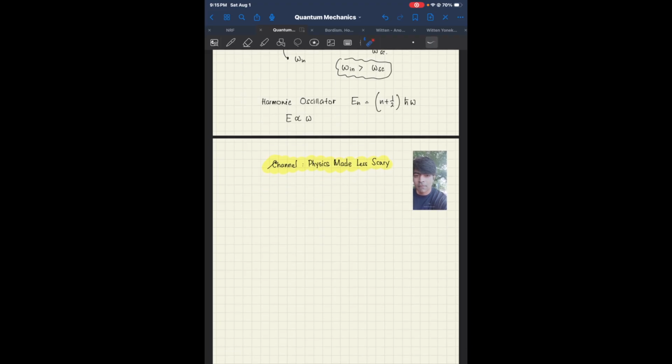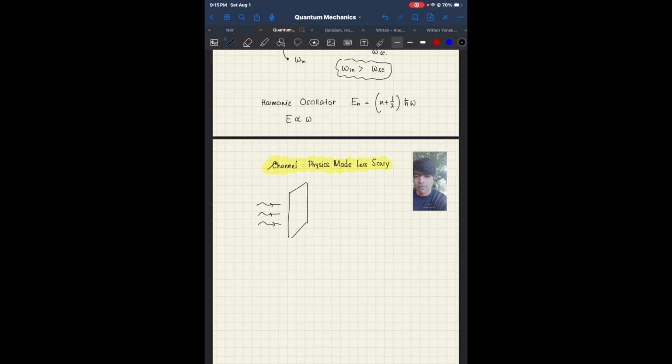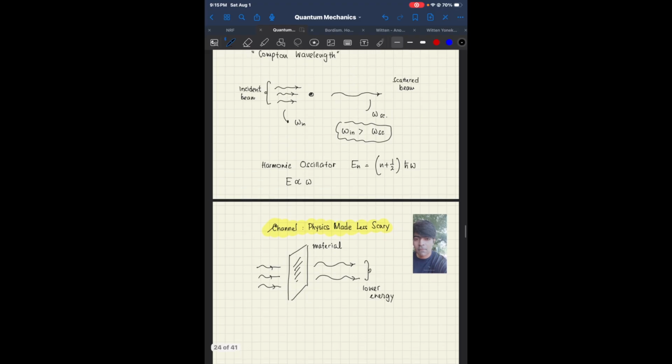I mean, if you have some radiation falling on something, this material will absorb some radiation. And the transmitted radiation, you expect it to have lower energy, right? So this is exactly what Dr. Compton saw here.